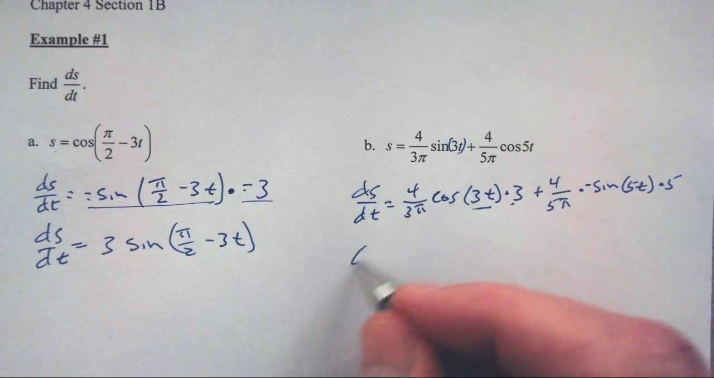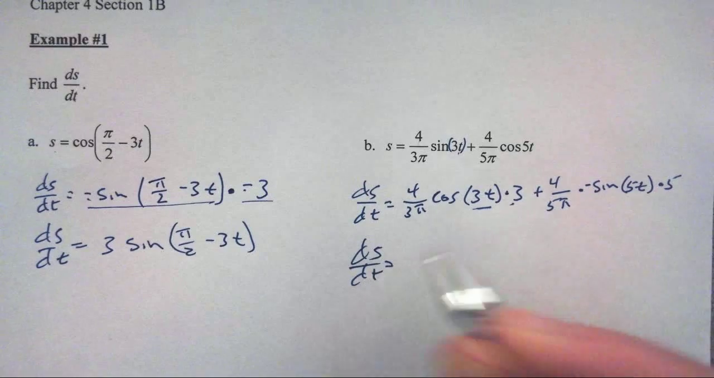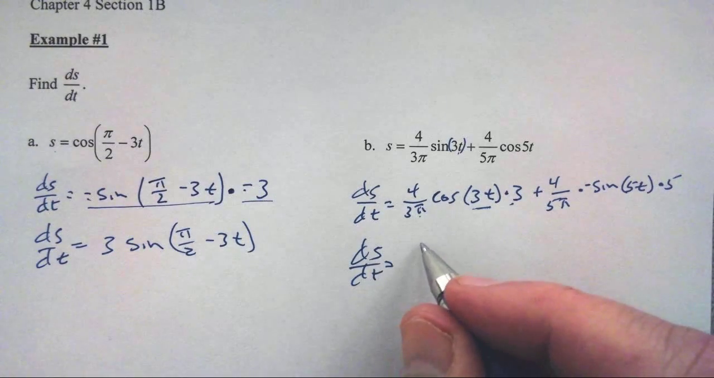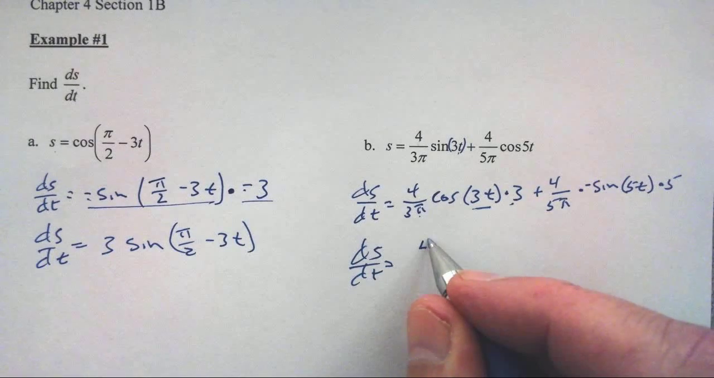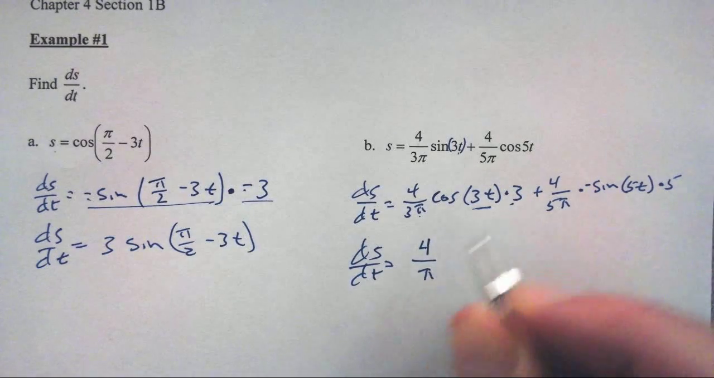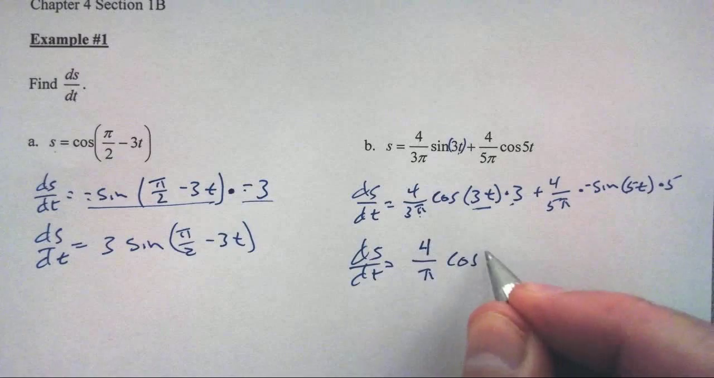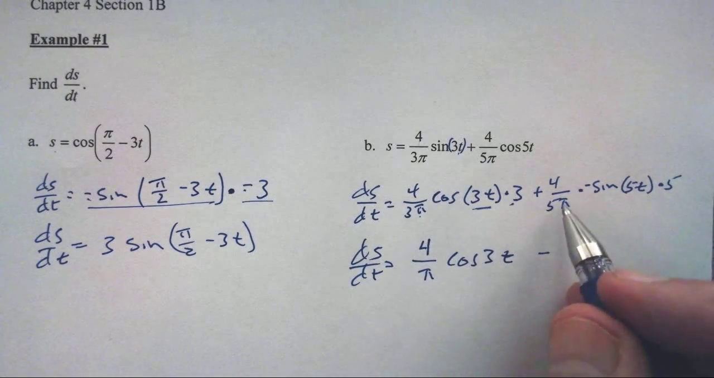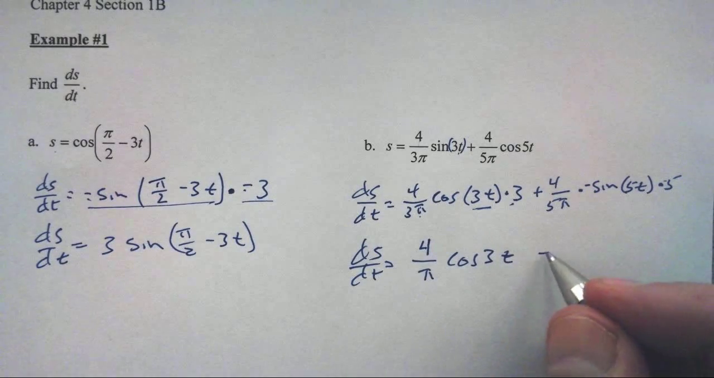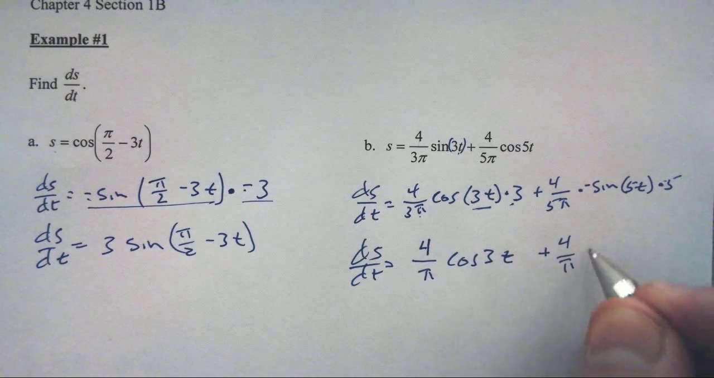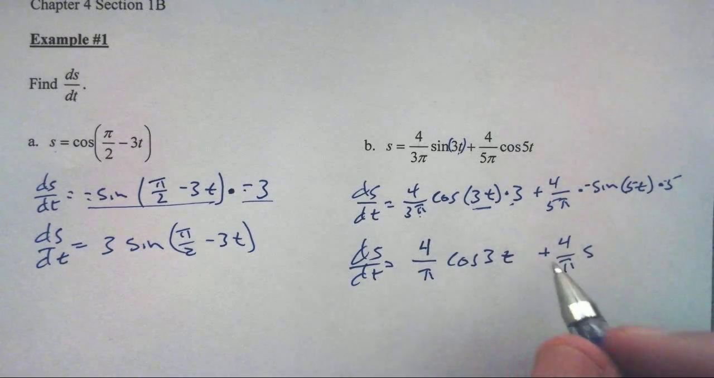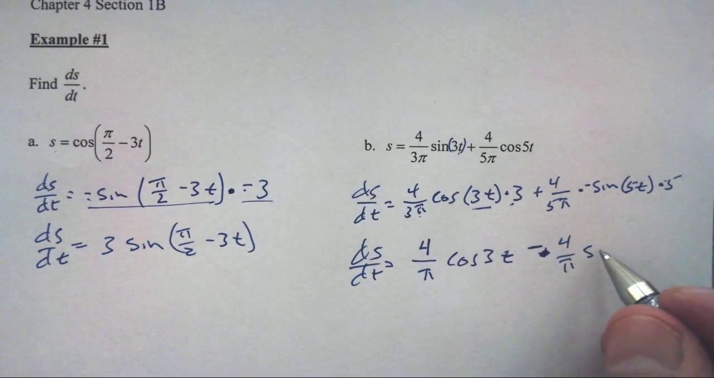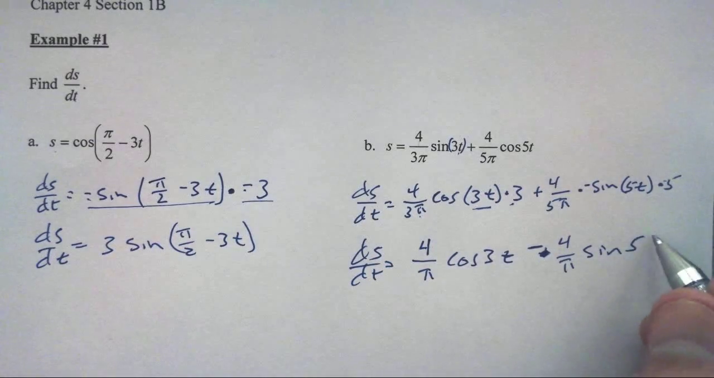So let's clean things up. ds/dt: plain old 3 times 4/(3 pi) is 4/pi. The 3's cancel. Cosine 3t. 5 times 4/(5 pi), the 5's cancel, plus 4/pi. Oh, we got a minus in here as well. Sorry. Minus 4/pi sine of 5t.